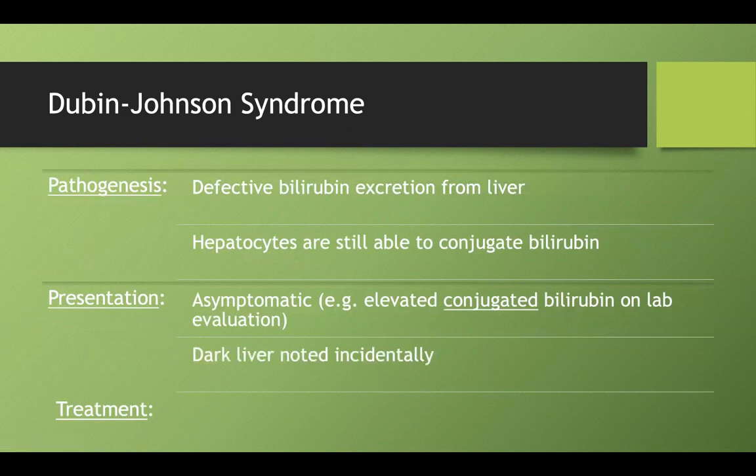And what you'll find in Dubin-Johnson syndrome is that if you look at the liver, let's say you did some sort of cholecystectomy or appendectomy, and you just happen to look at the liver, you'll notice the liver is darker in color. And you'll remember that dark liver for Dubin-Johnson, the D in dark and the D in Dubin-Johnson coincide. And you don't have to do anything with this condition. It's a benign condition. You don't have to worry about it.